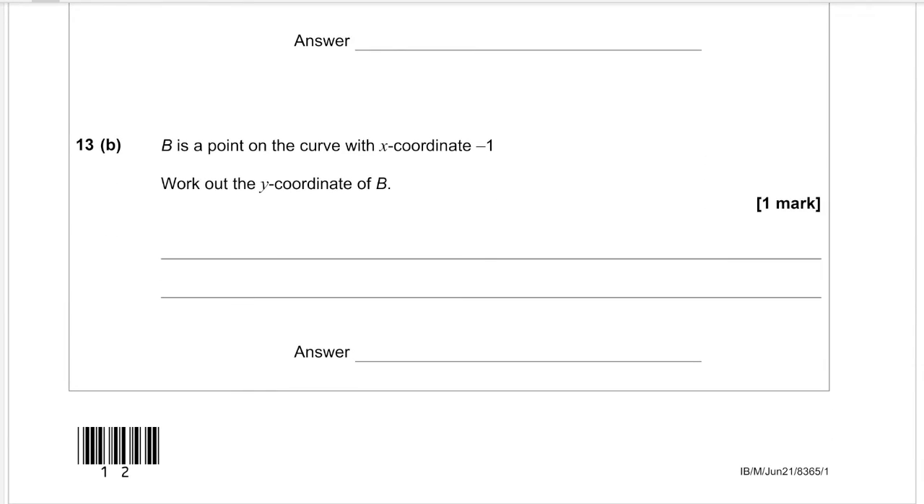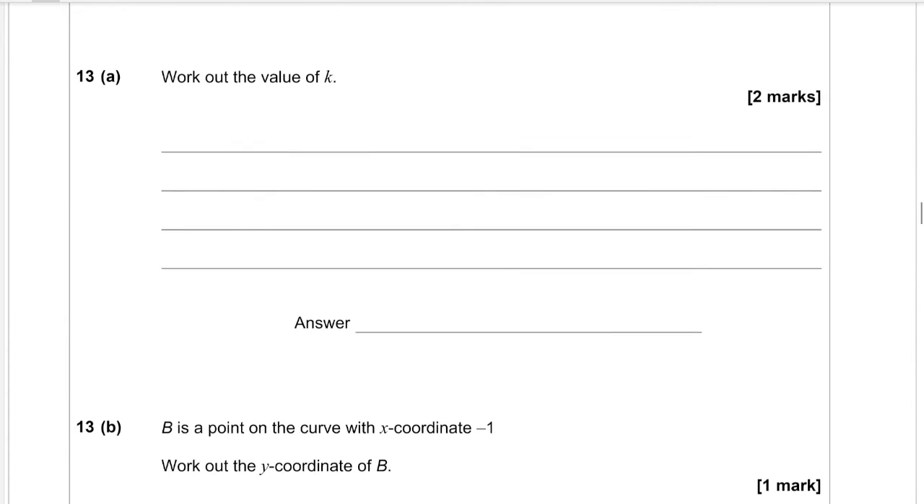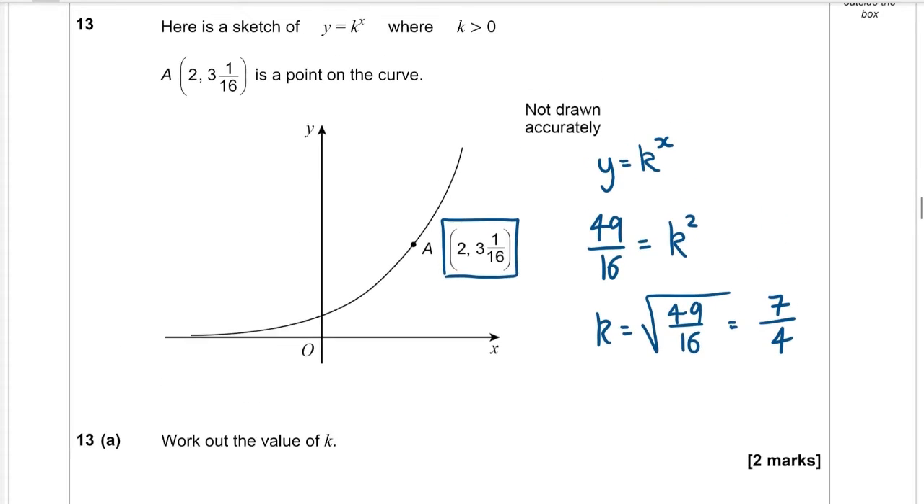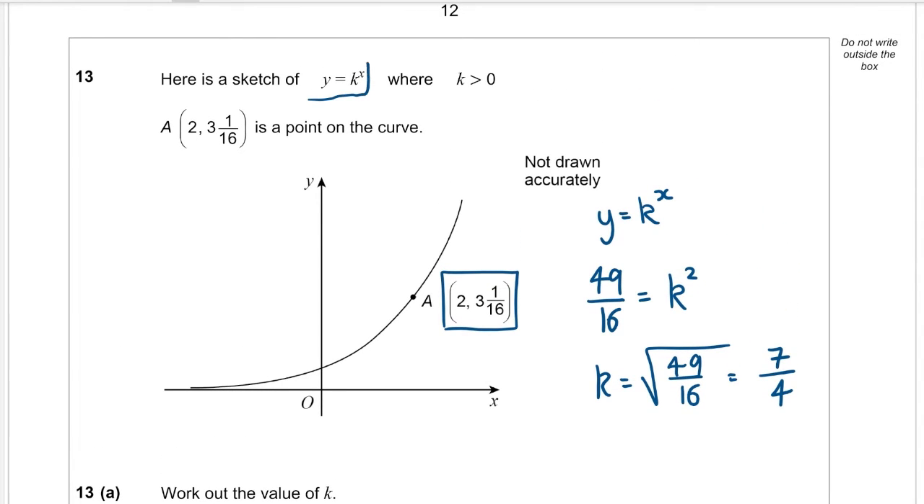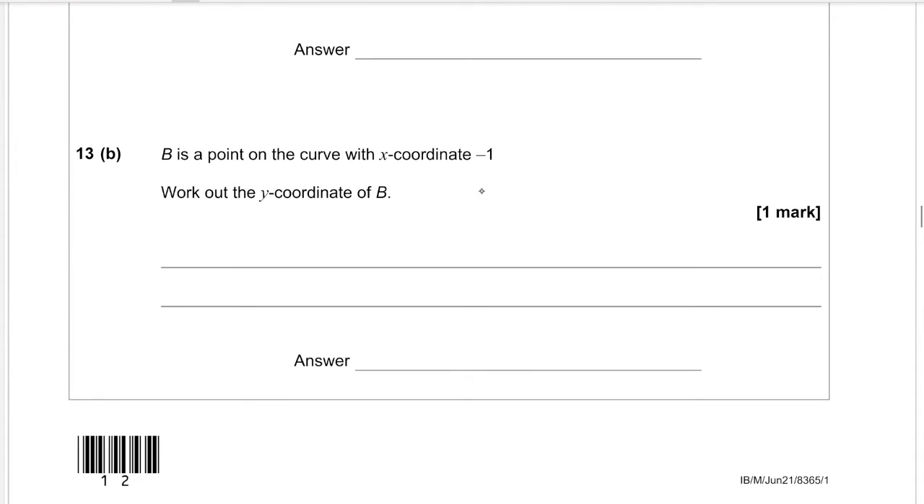It says B is a point on the curve with x coordinate minus 1. Work out the y coordinate. Well, we now have the curve, the equation. It's y is equal to 7 over 4 to the power of x. So let's write that down here. Y is equal to 7 over 4 to the power of x. And if x is minus 1, then the y coordinate is equal to 7 over 4 to the minus 1. And if I raise something to the power of minus 1, it flips the fraction over. It becomes the reciprocal, so that's equal to 4 over 7.